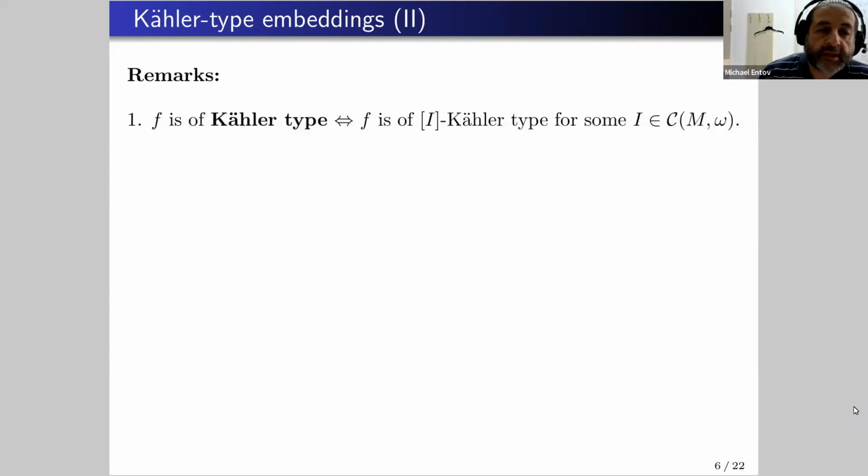Let me make a few remarks about this terminology. The first remark is just a tautology. What does it mean that F is of Kähler type? It means that it is of I Kähler type for some complex structure I compatible with omega. That's the tautology.